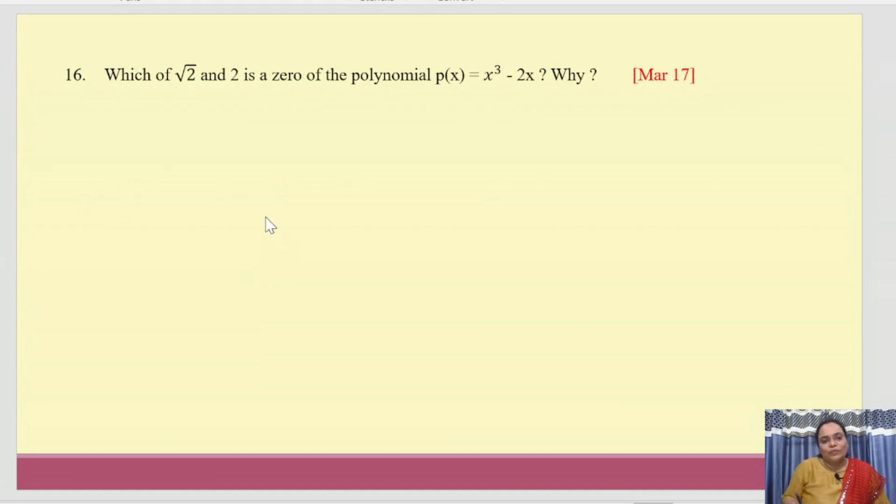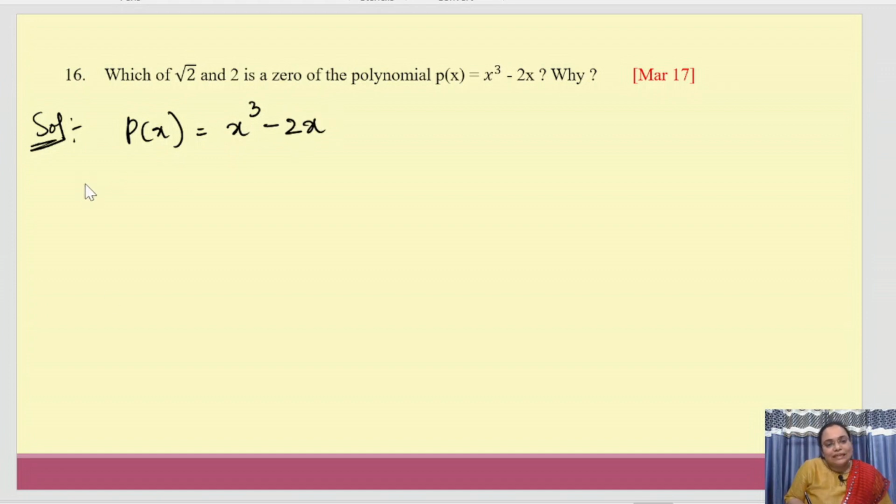So let us see the next question. Which of root 2 and 2 is the zero of the polynomial p of x? So we need to check if root 2 and 2 are the zeros of the polynomial. Okay. So let us solve this question. The given polynomial p of x is equal to x cube minus 2x. So first let us substitute x is equal to root 2.